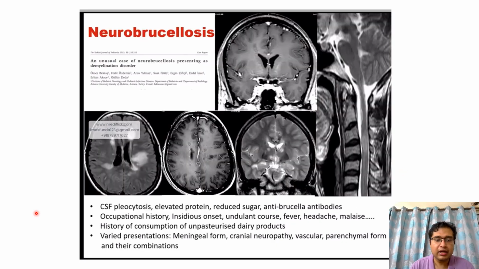So this patient had CSF pleocytosis, elevated protein, reduced sugar, and anti-brucella antibodies, and occupational history with fever, headache, malaise, and consumption of unpasteurized dairy products. And the clinician highly suspected brucellosis, and hence the diagnosis could actually be made. So only radiology will not help in such cases. You definitely need a good clinical acumen to diagnose such cases.